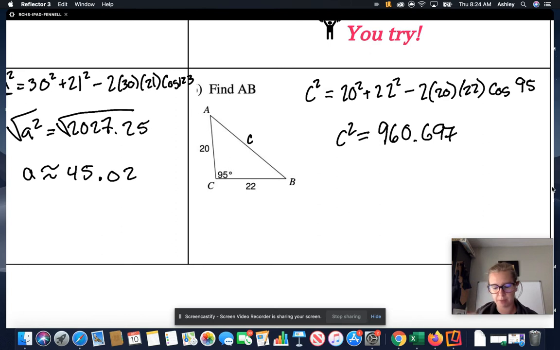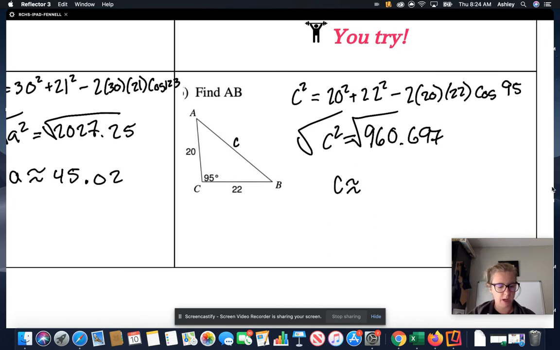960.6907. I would have had to round up if I had stopped there. So then we're going to take the square root of both sides, and we get that c is about 30.9. Oh, when we round, it's going to end up being about 31. So this is going to be about 31.